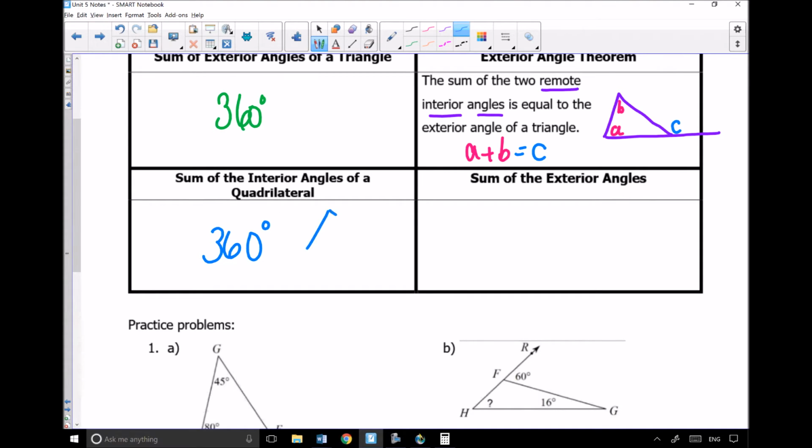And if you remember, when we did our exploration, when we have a quadrilateral, we get 2 triangles inside of here. So it's really essentially 180 times 2, which is equal to the 360 that we're looking for. Okay? And now we'll look at the sum of exterior angles.